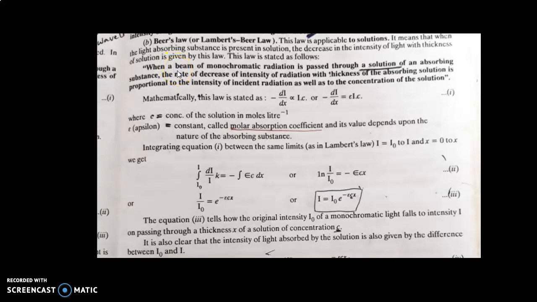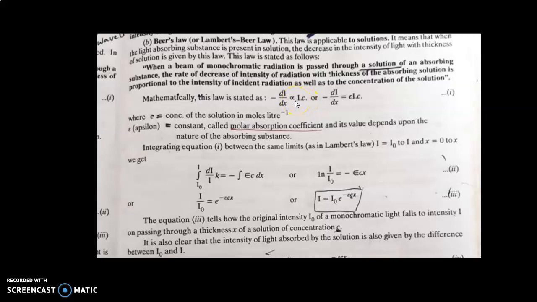And the statement of the law goes like this: when a beam of monochromatic radiation is passed through a solution of an absorbing substance, the rate of decrease of intensity of radiation with the thickness of the absorbing solution is proportional to the intensity of incident radiation as well as to the concentration of the solution, represented as C. Mathematically this can be represented as minus dI by dx, where dI represents the infinitesimally small decrease in the intensity of radiation and dx is the thickness of the medium, directly proportional to the intensity of radiation as well as to the concentration of the solution, represented as C.